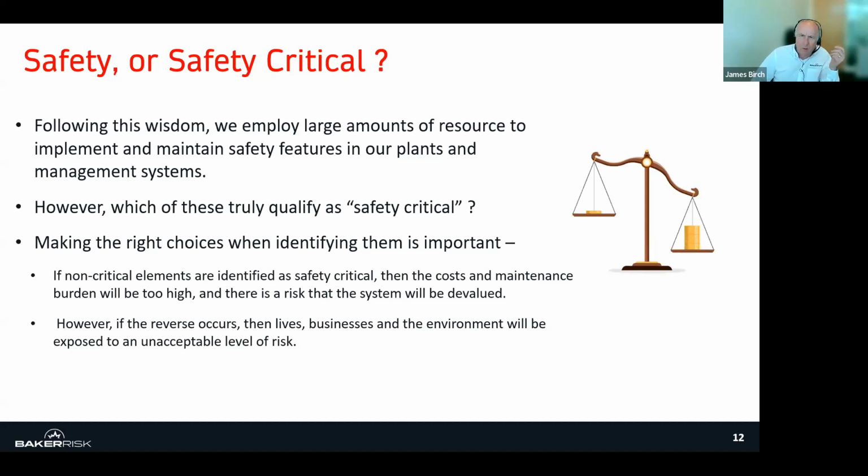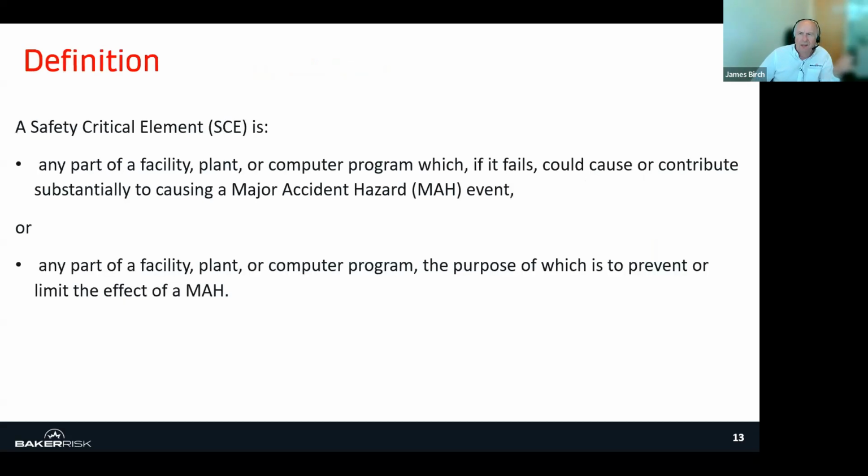So what actually is a safety critical element? The definitions used by EGPC, by IOGP, by Energy Institute, revolve around saying a safety critical element is any part of a facility or a plant or a computer program, and that's an important one to remember, which if it fails could cause or contribute to an MAH event.